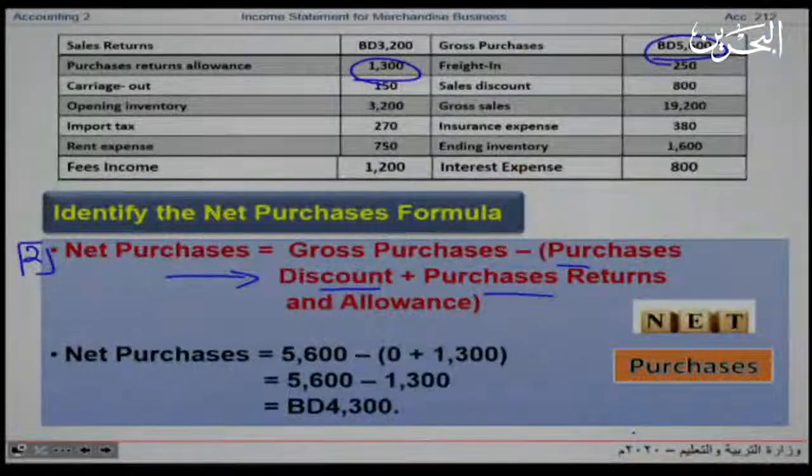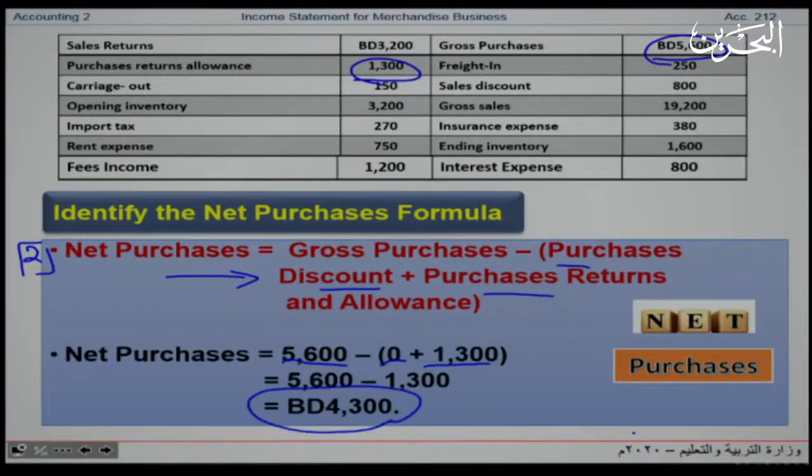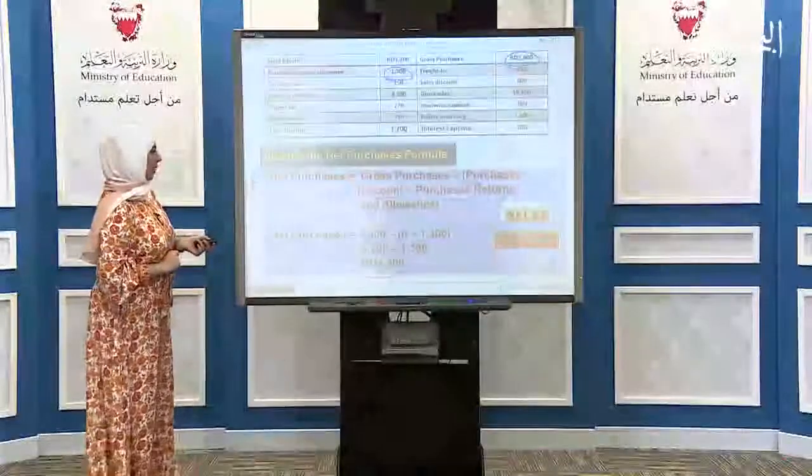The gross purchase will be 5,600, and we will subtract the total of purchase discount and purchase return and allowance. The purchase discount is 0, we don't have it, and the purchase return and allowance will be 1,300. So finally, we will get the net purchase of Abdullah Company, with a figure of 4,300. By that, we finish the second required.